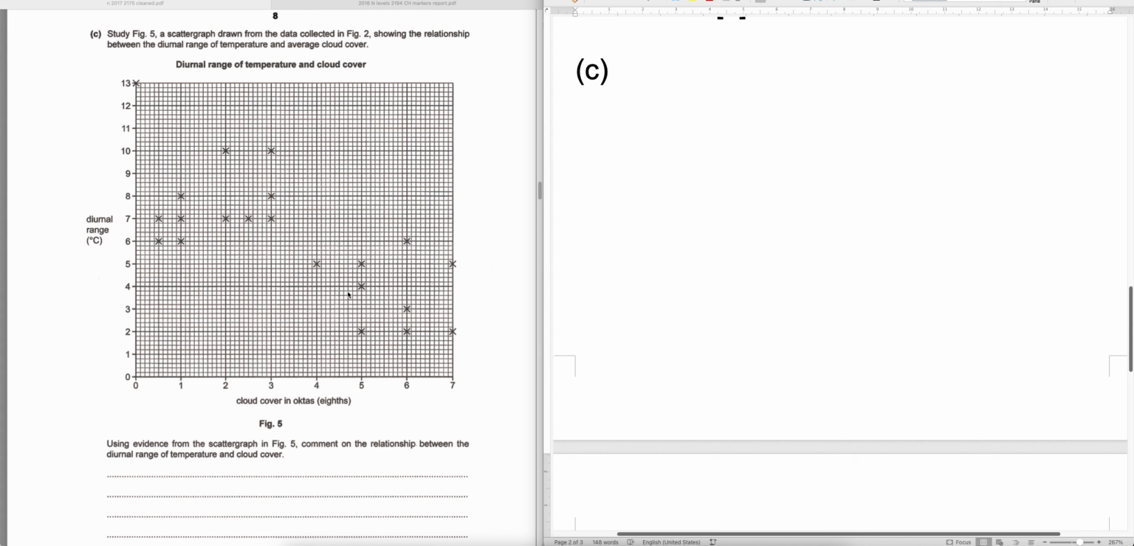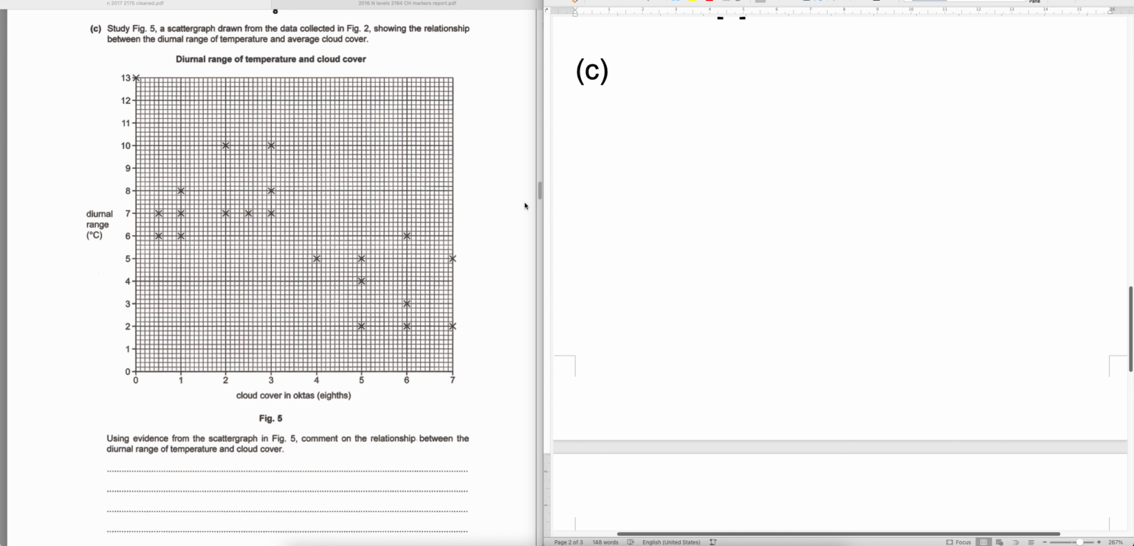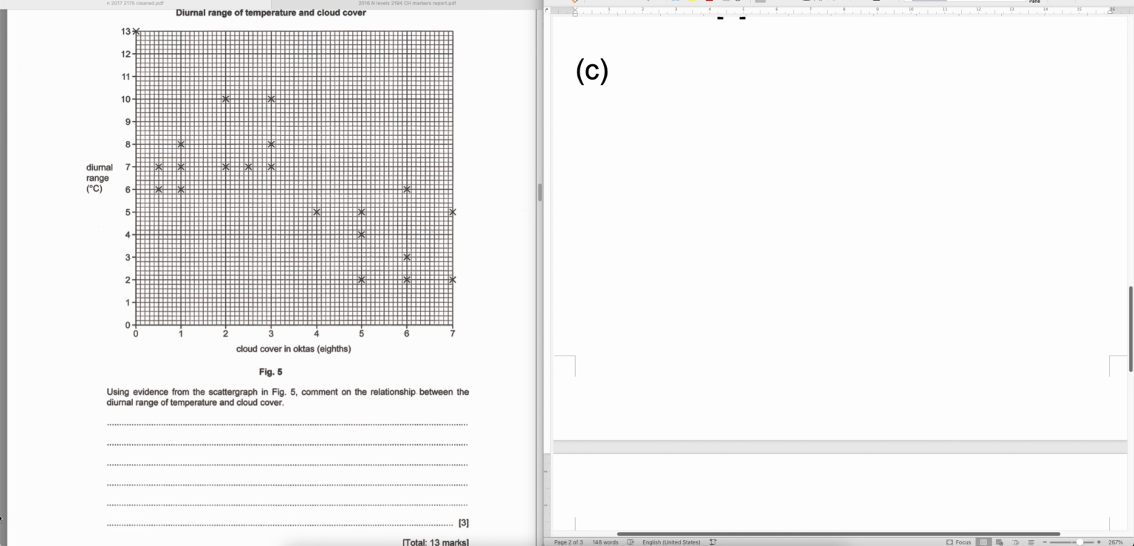The 2017 N Levels Geography paper, the Weather and Climate GI question 2, part C, the last part. Okay, so you're given 3 marks and you're asked to use evidence from the scatter graph to comment on the relationship between the diurnal range of temperature and cloud cover.